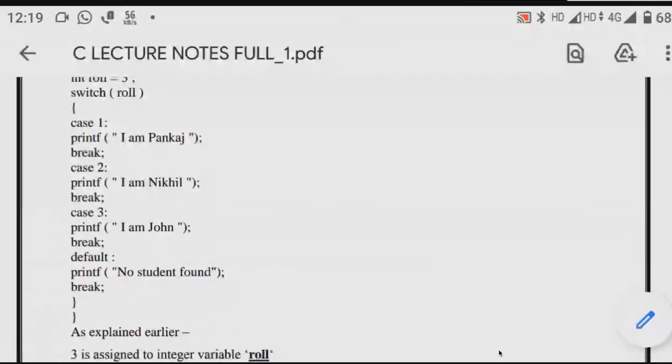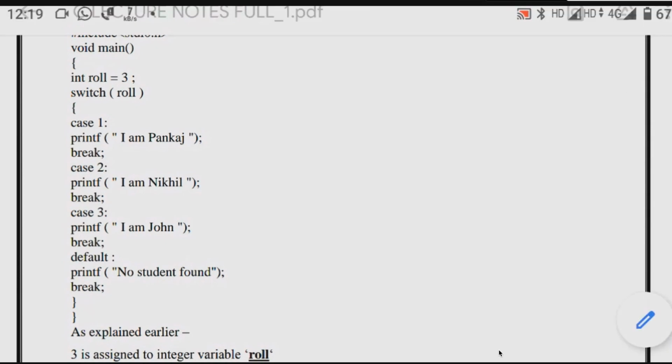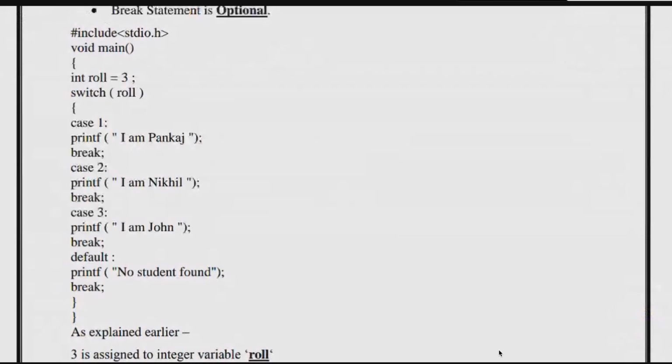Assume that the int roll value you have given is 4. Now what will be the answer? If it is 4, it will search for 1, 2, 3: not matching, not matching, not matching. So no matching case is found in that switch case. So what is the default answer? Print no student is found. So that is the answer if your roll number is 4. If the roll number is 3, yes, it will print I am John.